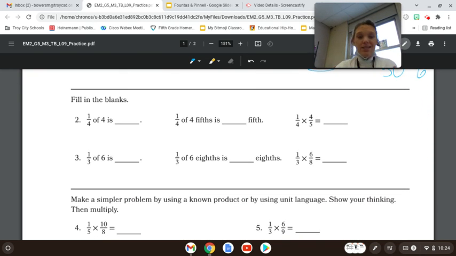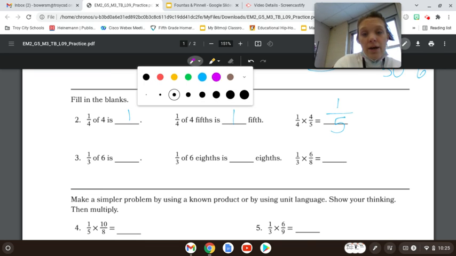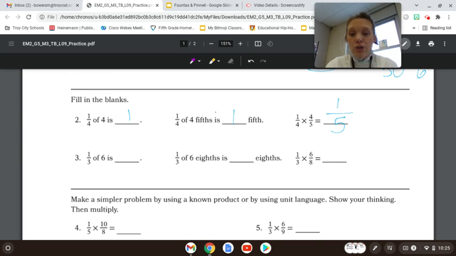All right, so 2 and 3, same idea, right? So 1/4 of 4 is going to be 1. 1/4 of 4/5 is 1/5. So our answer here is 1/5. So again, parents or family or relatives watching, if we were to do it the way that we were taught back in our day, we know that 1 times 4 is 4. 5 times 4 is 20. But if we were to reduce or simplify this fraction, in simplest form it is 1/5.